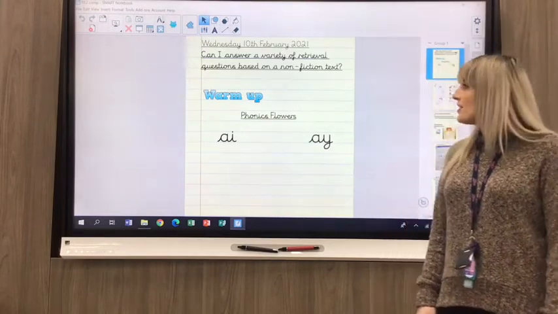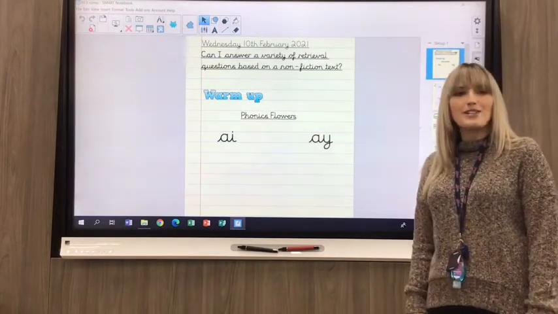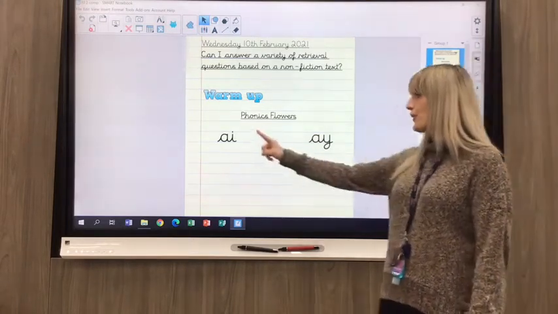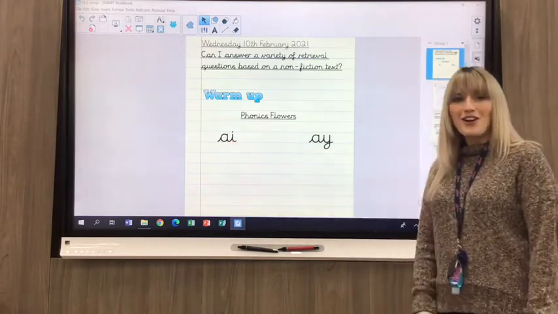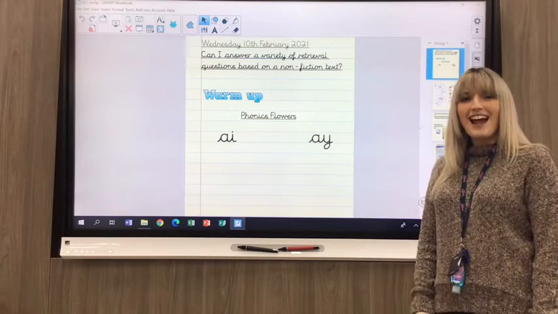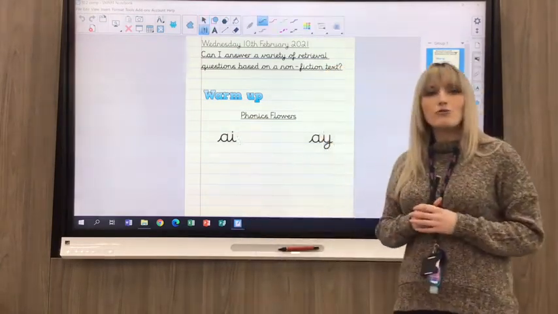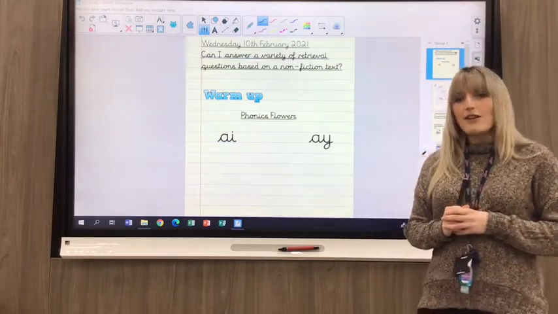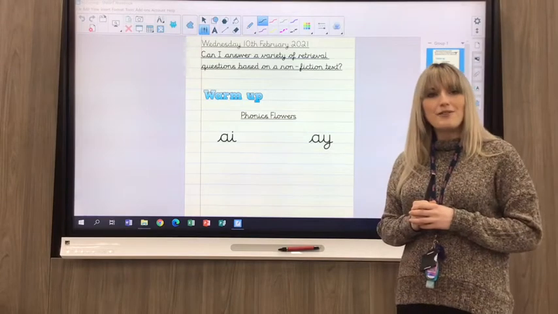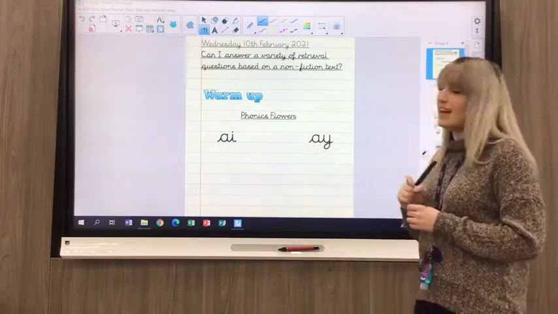So today our warm-up is phonics flowers and we're going to be looking at two sounds. Can you say those sounds out loud? What do you notice? They're the same. Well done if you got that. So we've got A for rain and A for play. So for our warm-up, we're going to have a look at these sounds and we're going to think of some words with those sounds in.